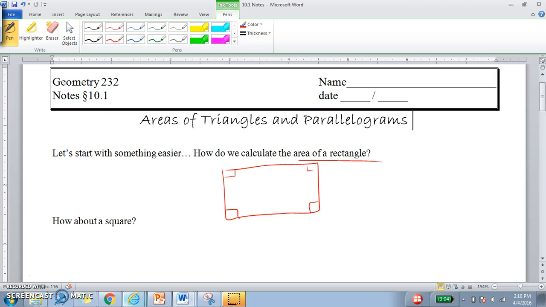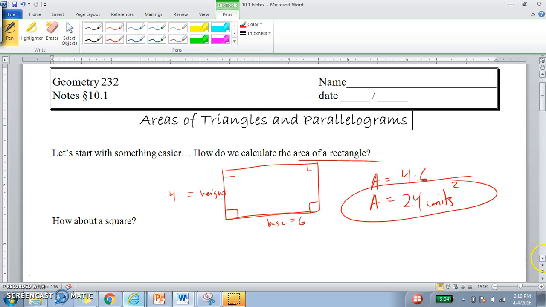You probably know to find the area of a rectangle, we're going to take whatever the base is times whatever the height is, or sometimes those lengths are called the width and the height, or width and length. So let's say the base was 6, the height was 4. We would just multiply those two together, so the area of this rectangle would be 4 times 6, or 24, and it's going to be whatever our units are, those units squared, so square feet, square inches, etc.